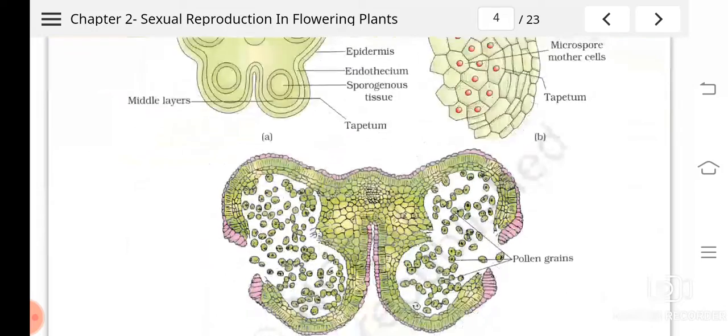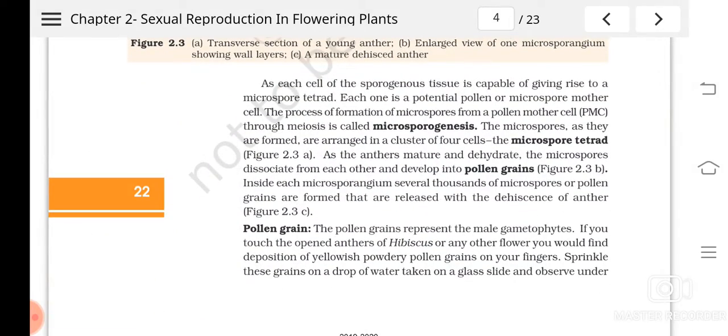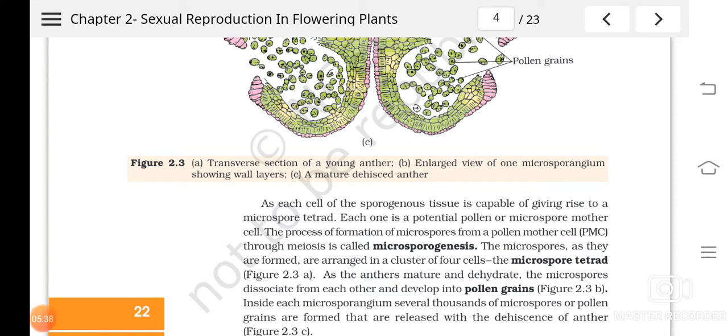So what do you mean by microsporogenesis? The process of formation of microspores from a pollen mother cell through meiosis is called what? Microsporogenesis. Formation of microspores from pollen mother cells, PMC, through what? Meiosis, because these microspores are haploid, so they should be formed by meiosis. That process is called what? Microsporogenesis.